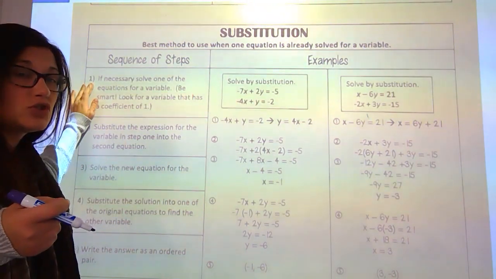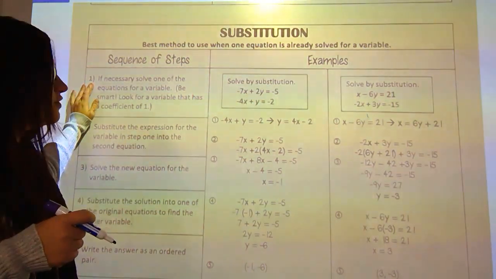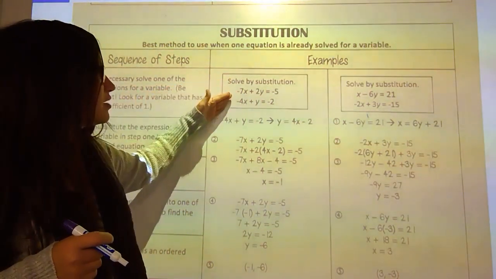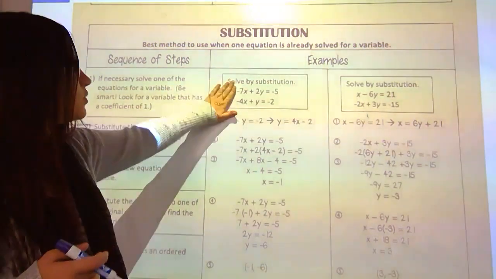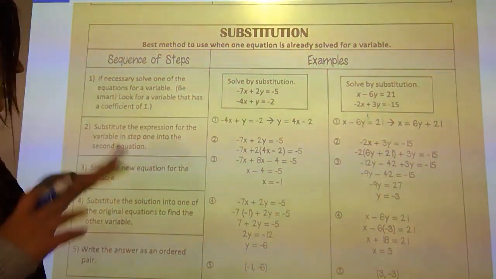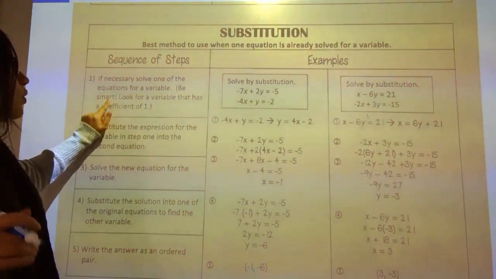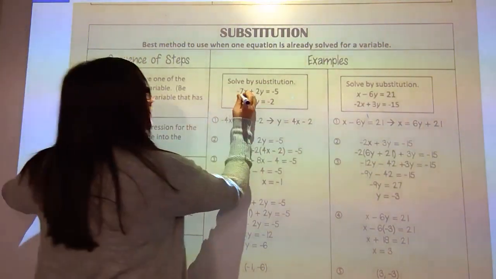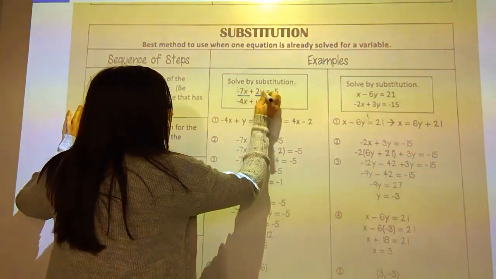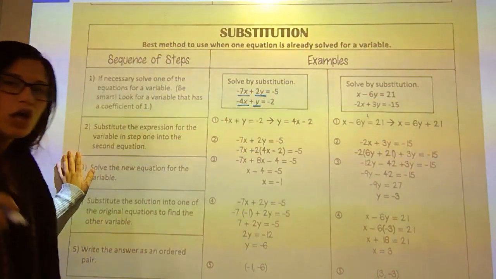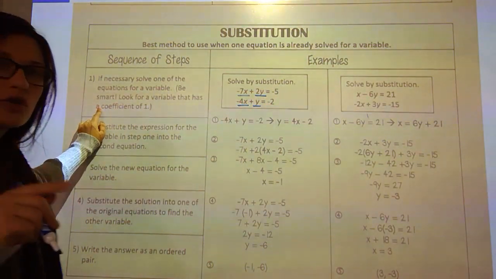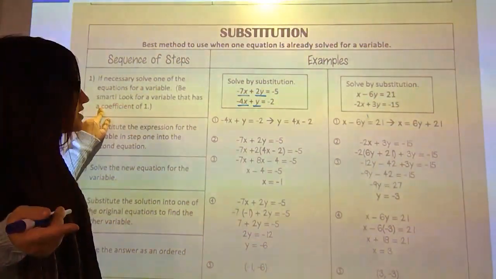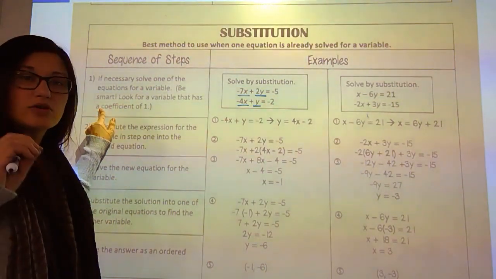So you have to choose which variable you want to solve for. In both of these examples, neither equation is solved for a variable. So I'm just going to work on example 1, so we're not hopping around. But when you think about which variable should I solve for, x or y, be smart about it. Look for a variable that has a coefficient of 1, because those are going to be the easiest variables to solve for.